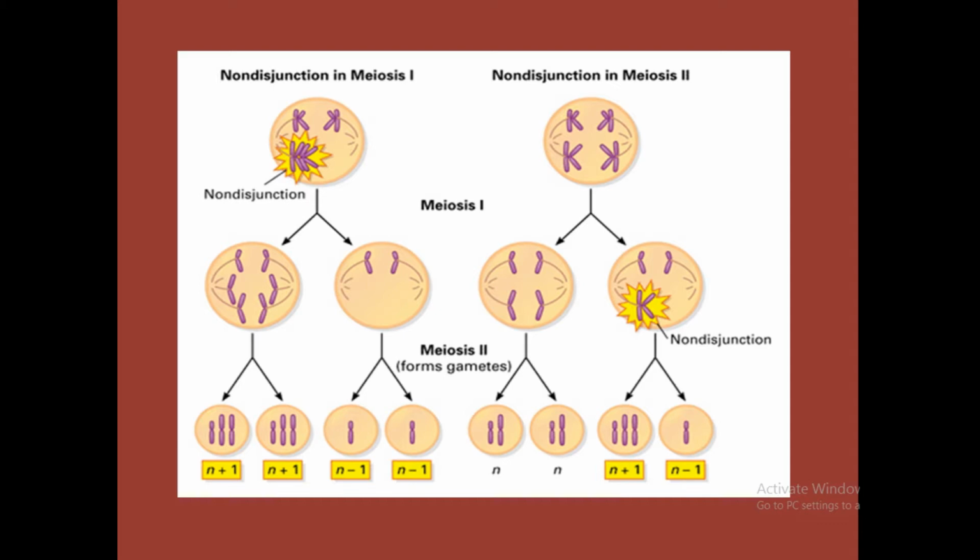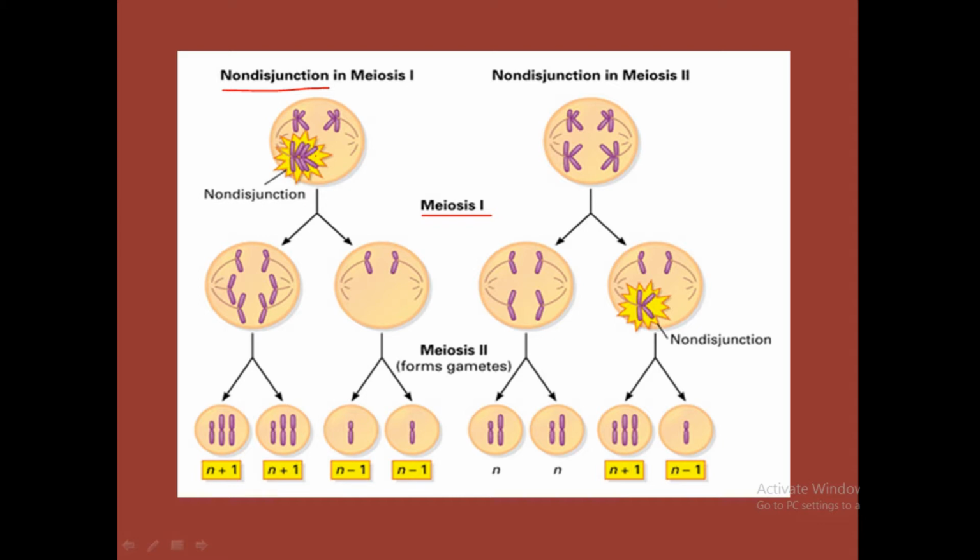This is non-disjunction in meiosis 1. What does this mean? This means the inability of the homologous chromosomes to separate during cell division. It can happen in meiosis 1, it can happen in meiosis 2. But if it happens in meiosis 1, then what are the consequences?